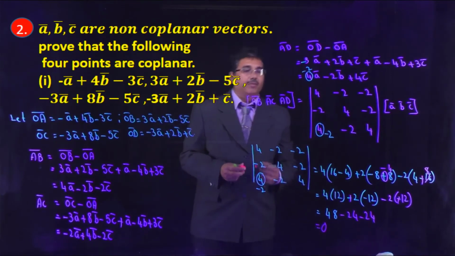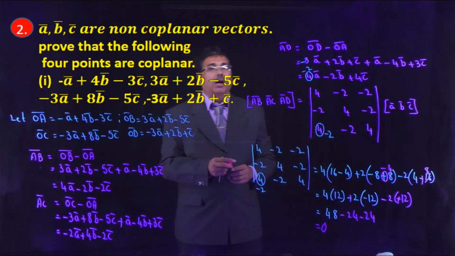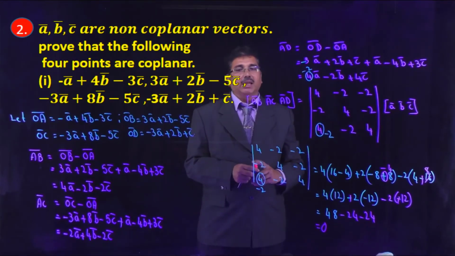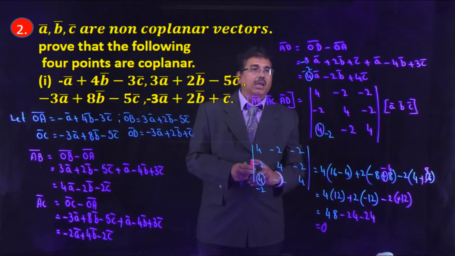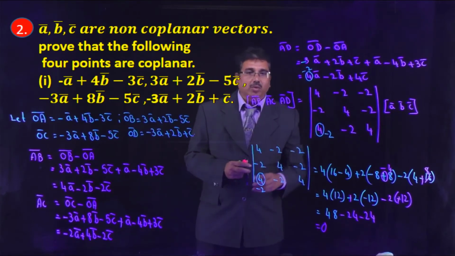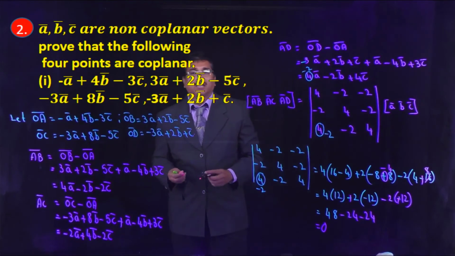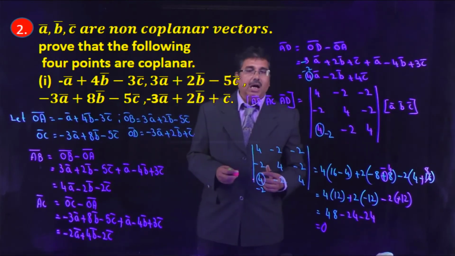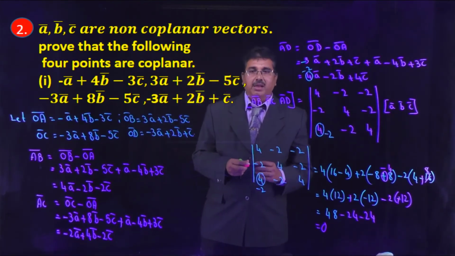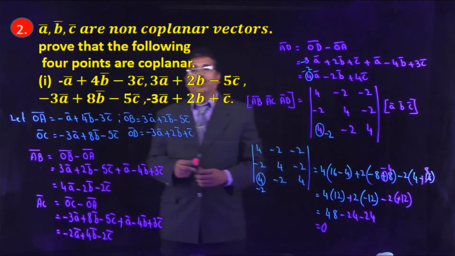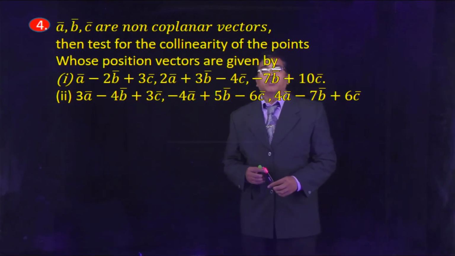Right? If the determinant of components of the vectors is 0, therefore the three vectors are coplanar. Also the given points are coplanar. From this we can conclude that the given points are coplanar. Let us see next problem.